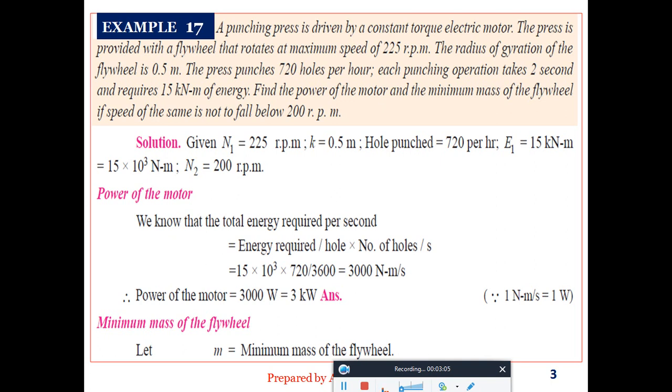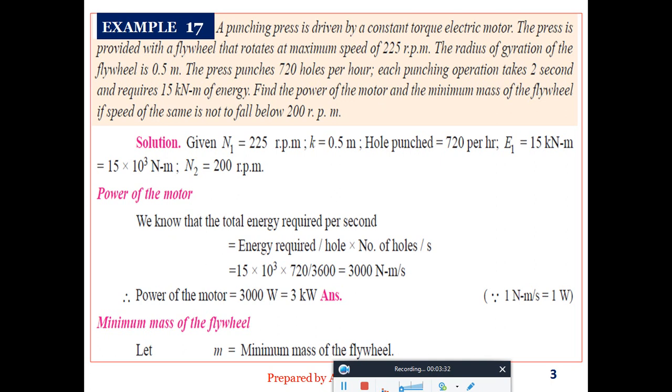The radius of gyration of the flywheel is 0.5 meter. The press punches 720 holes per hour. Each punching operation takes 2 seconds and requires 15 kilonewton meters of energy. Find the power of the motor and the minimum mass of the flywheel if the speed of the same is not to fall below 200 rpm. So this is the question they have given.